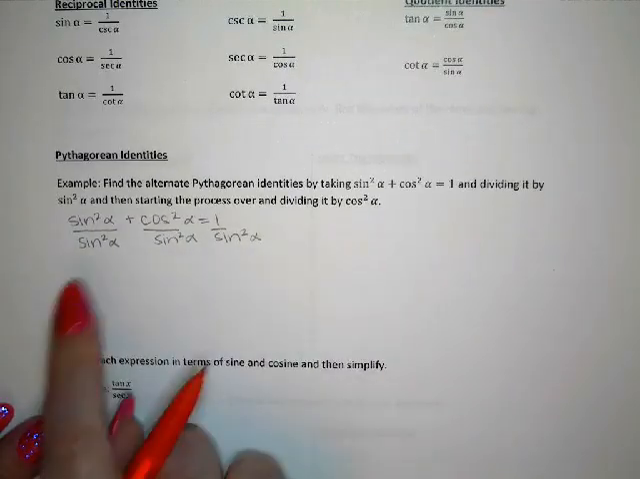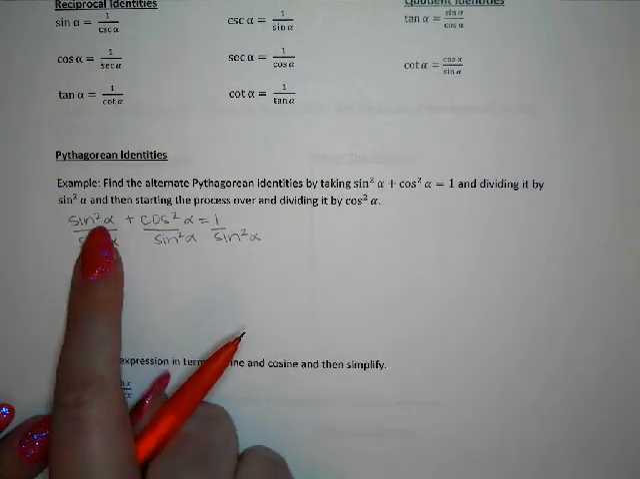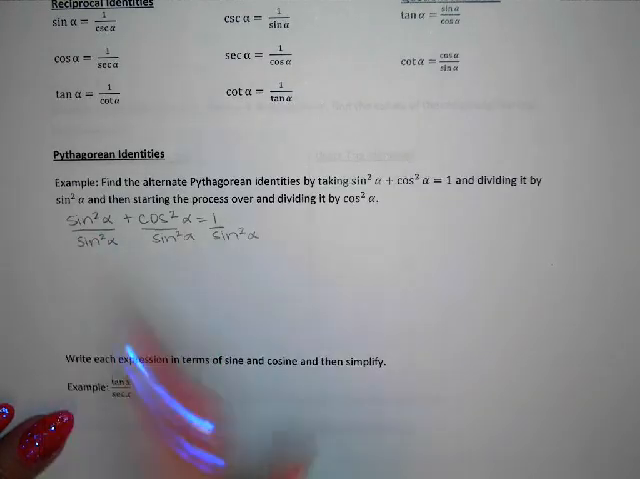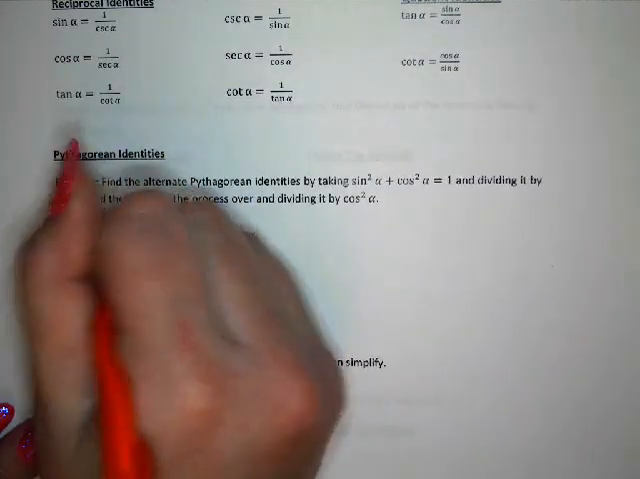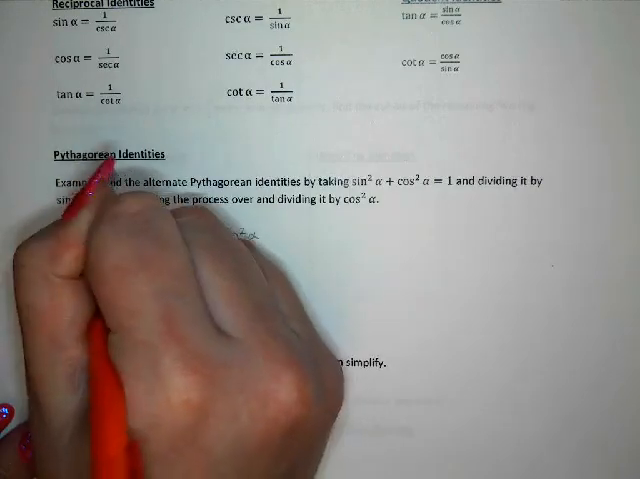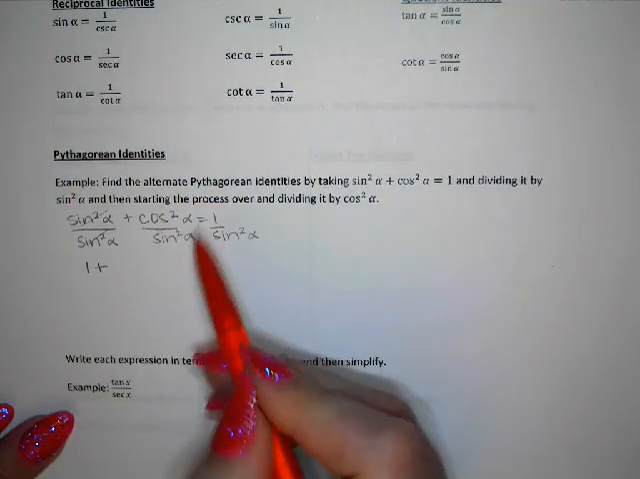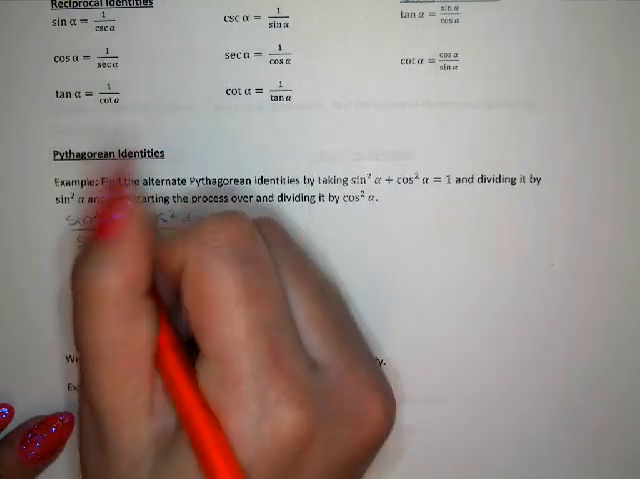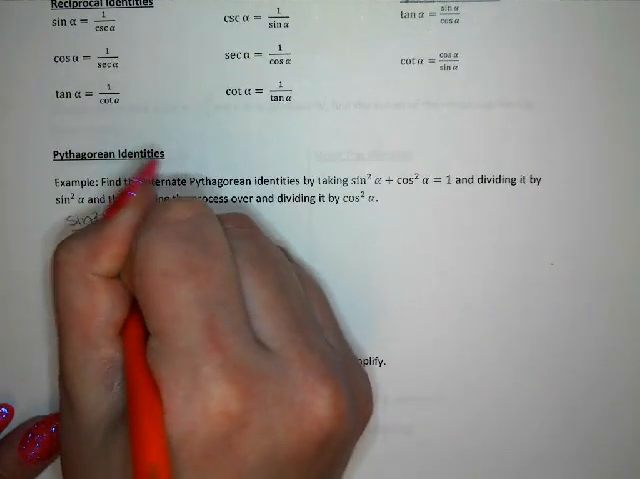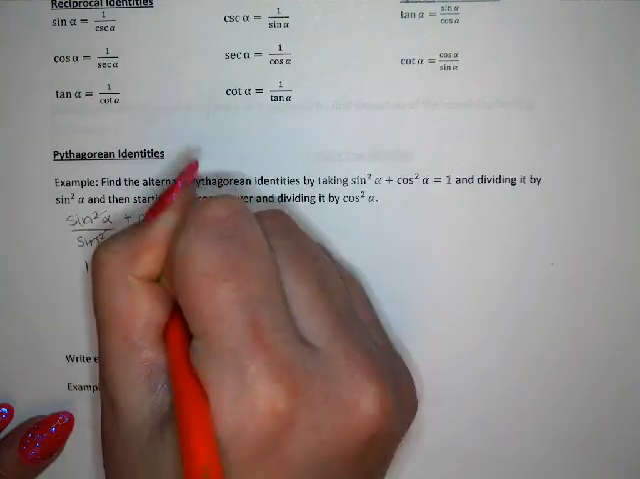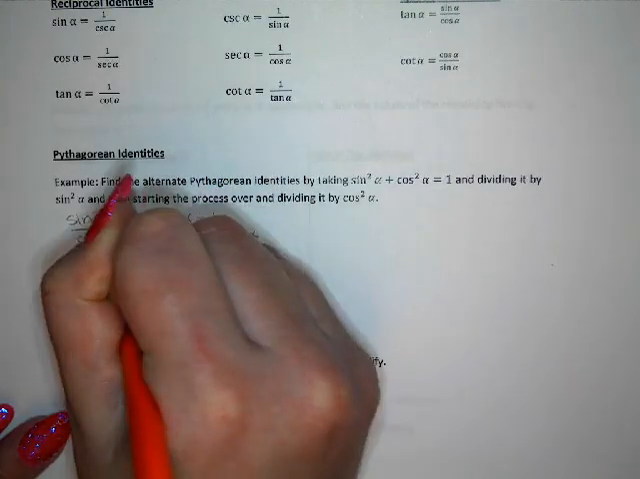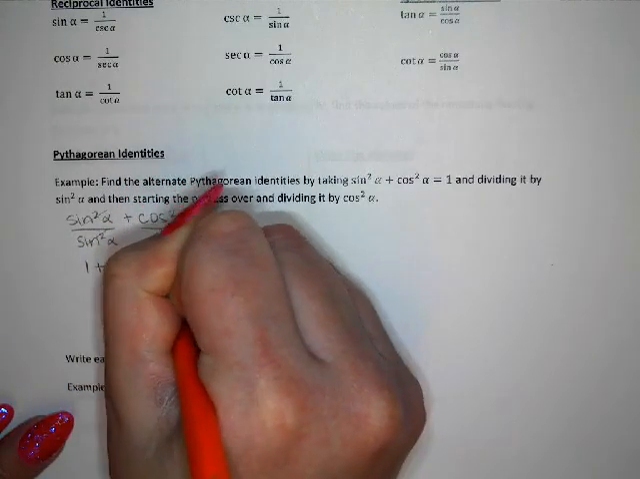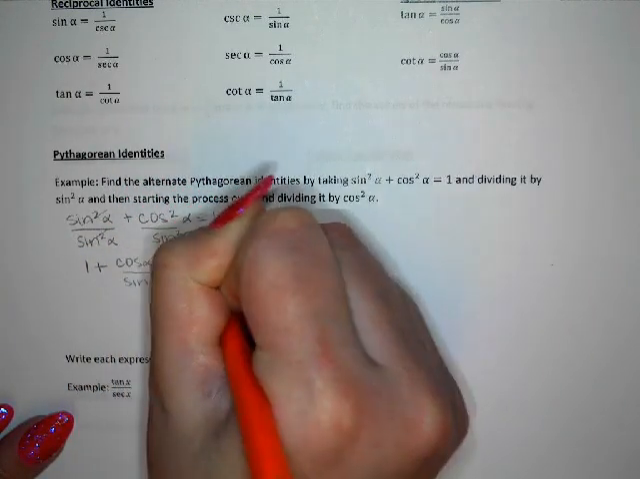For this first term, I have sine squared divided by sine squared, and we know that anything divided by itself is just 1. So those cancel and leave a 1 in its place. Now for this one, we have cos squared over sine squared, and so what that means is we have cos alpha times cos alpha over sine alpha times sine alpha.